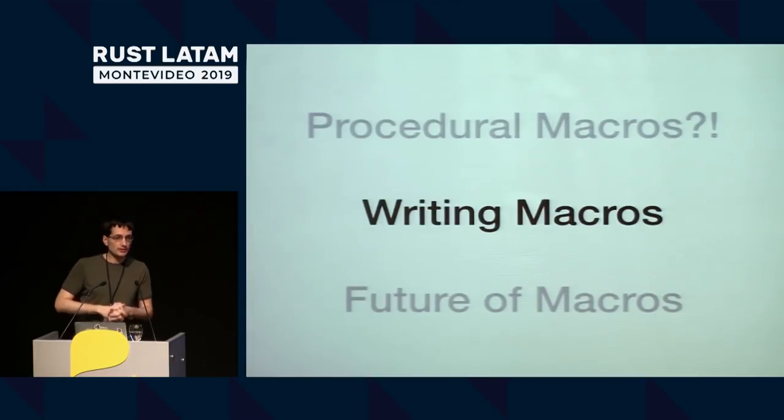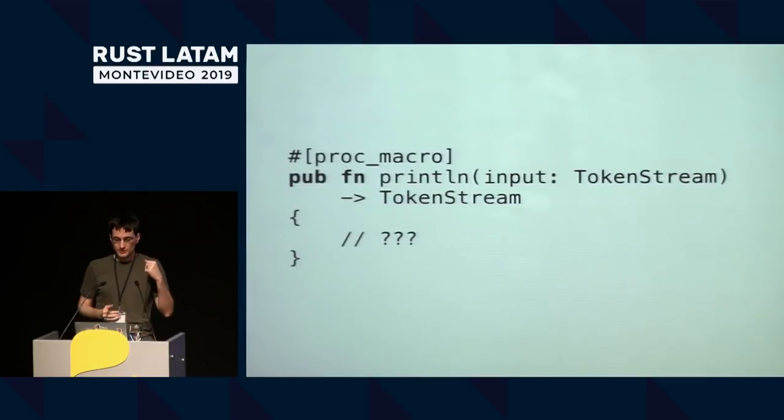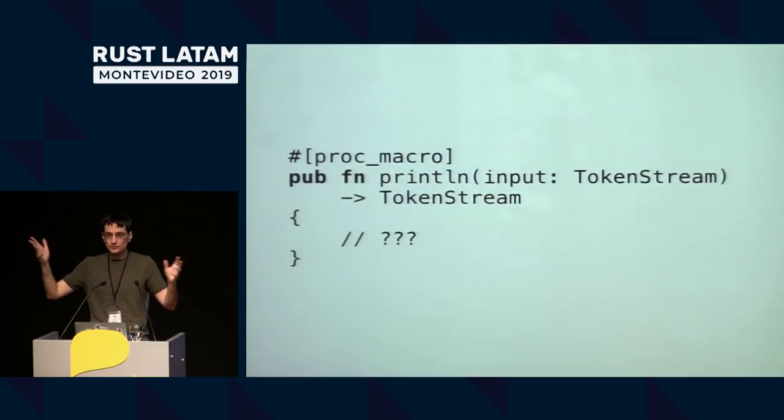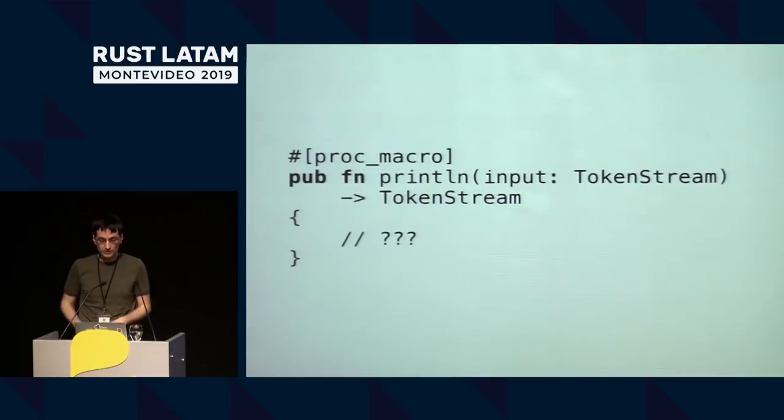So all right, that was a bit of a whirlwind tour of what procedural macros are. Let's dive into some internal details of how you would actually write these macros and generate and parse these giant lists. Our problem here is we have this println macro we want to write. We have this input, which is some list of tokens, just some list of syntax that we have to figure out. And we have to produce this std io println whatnot.